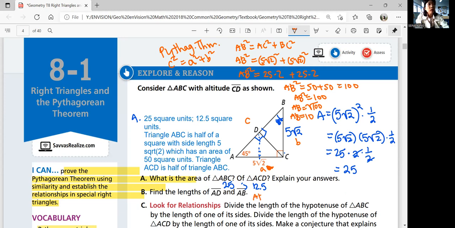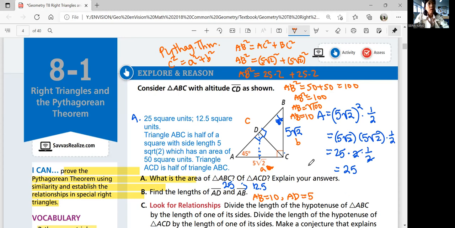So AB is 10, and AD should be half of that because the altitude comes from the right angle to the opposite side, and so it must divide AB in half. So AD is going to be 5.